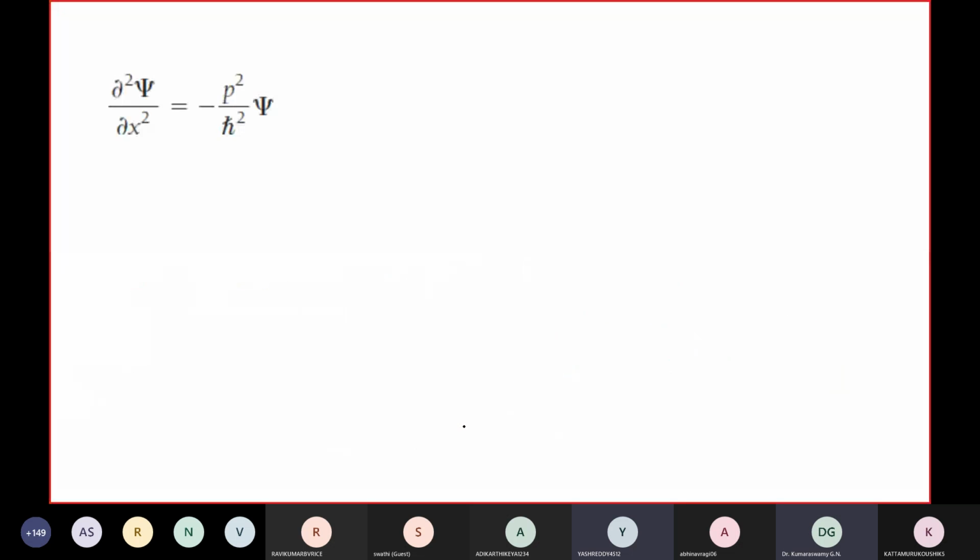You will get this equation. Yes, sir. P square psi is equal to minus h cross square dou square psi by dou x square. You got it, sir? Yes, sir. Minus P square by all of h. You got?